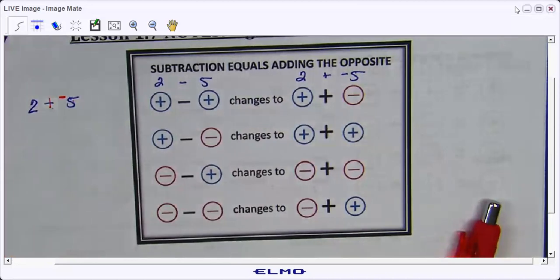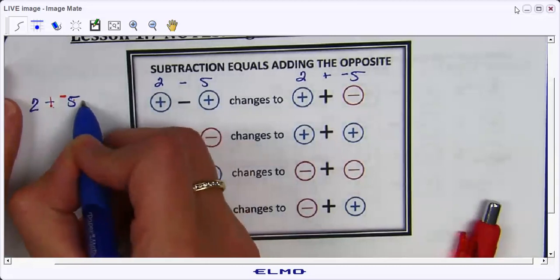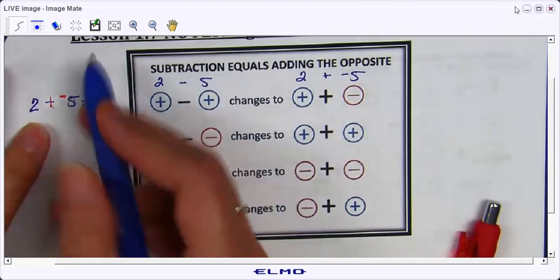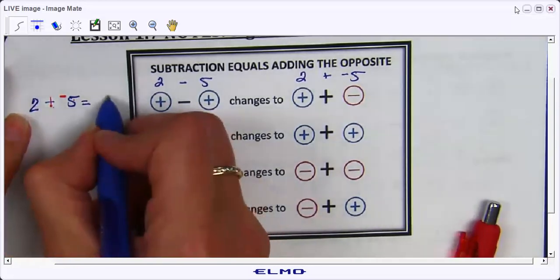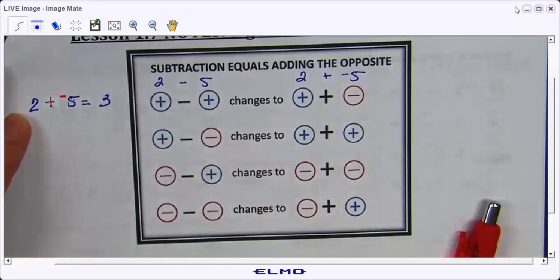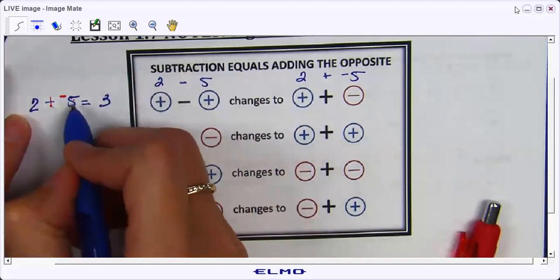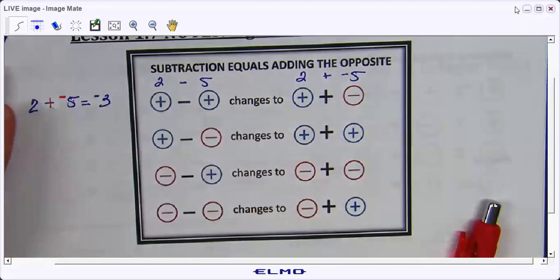Another way to say this that is like a riddle in your head, a lot of teachers don't like this, but if this helps you, keep, change, change. You keep the first number, you change to addition, and you change the second number to its opposite, okay? So then in this case, all I have to do is remember the addition rules. When I'm adding with different signs, I'm actually subtracting the numbers and I get 3. And my sign will take on the sign of the largest number, negative, okay?